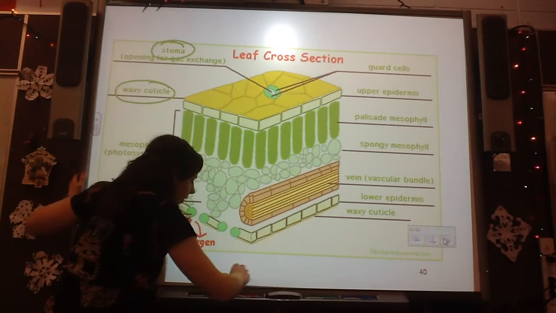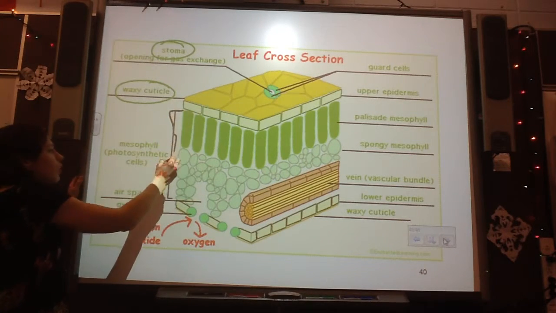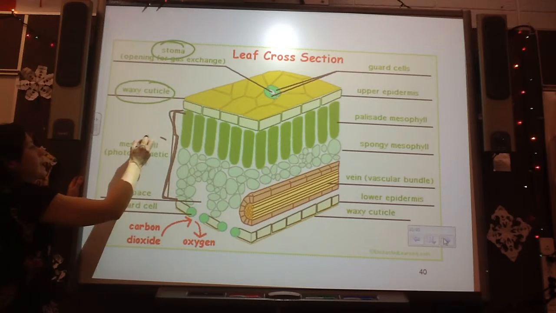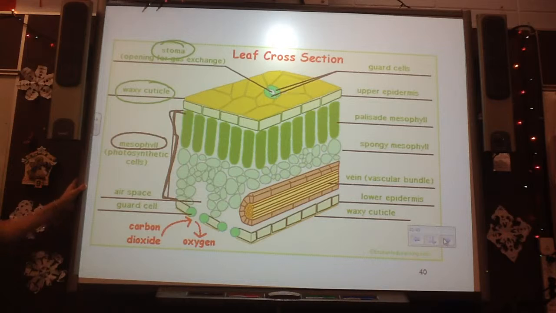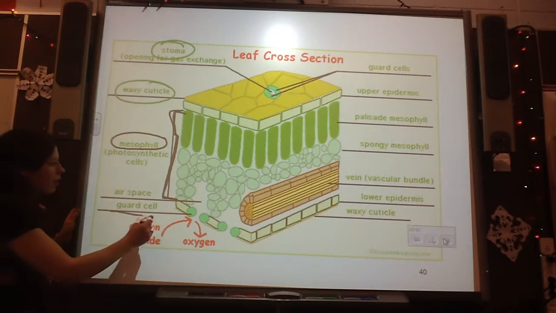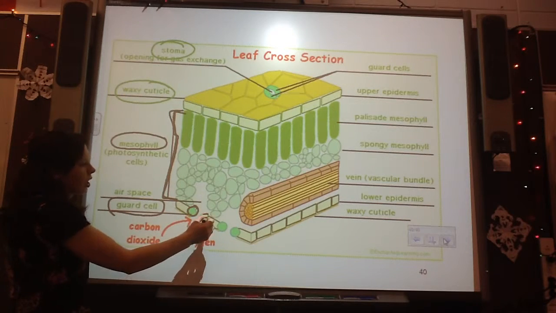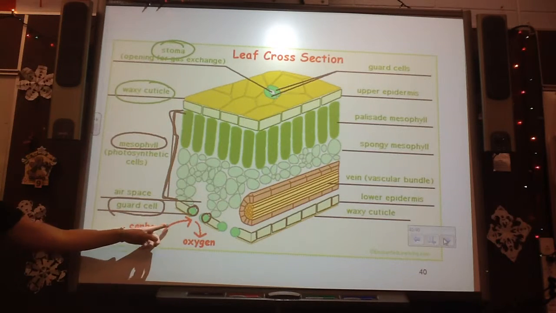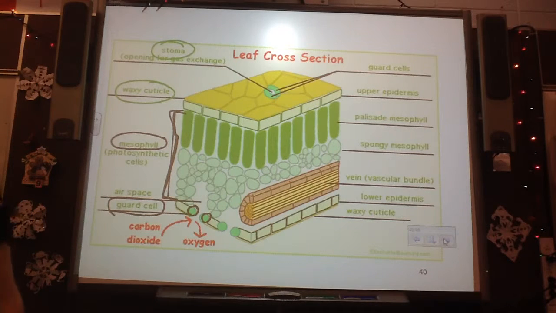Now, the next part just shows all of this together, we would say is mesophyll. Do we have to know how to spell that? Yeah. And then there's just an airspace there to show that there's air between. And then here we have a guard cell. These are guard cells. And look, we have carbon dioxide coming in and oxygen going out, right? Carbon dioxide coming in, oxygen going out.